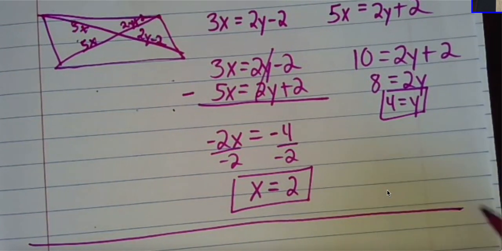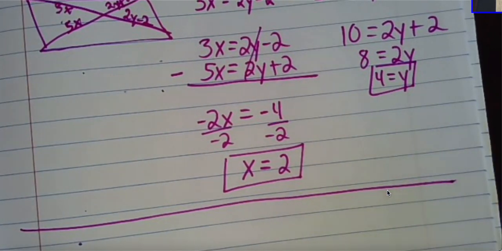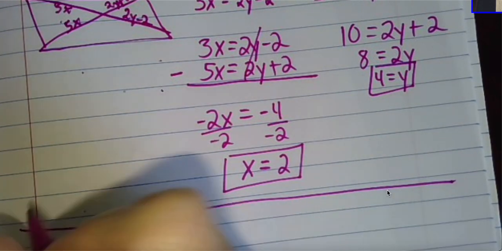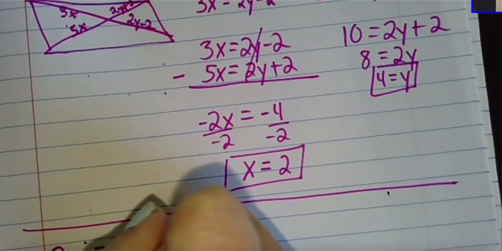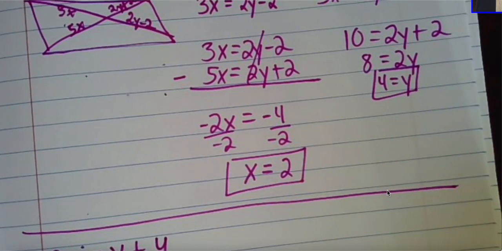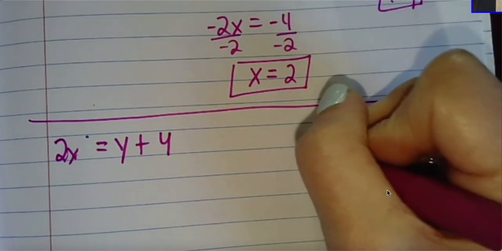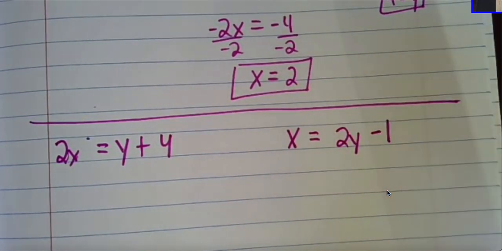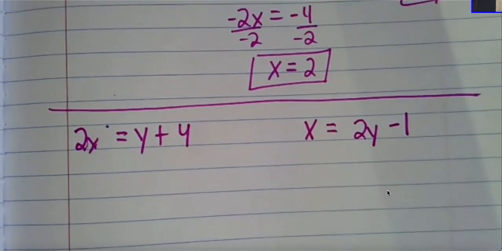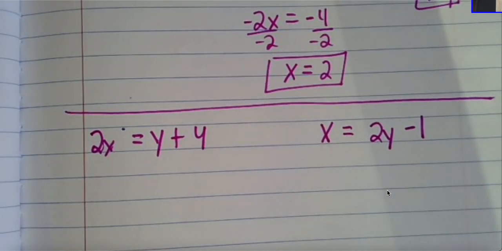That one was elimination. Now, on number 11, I'm doing the same thing. I'm setting my AE and my EC equal. That's 2x equals y plus 4. And then my other one says that x equals 2y minus 1. Well, on this one, we're going to use substitution.